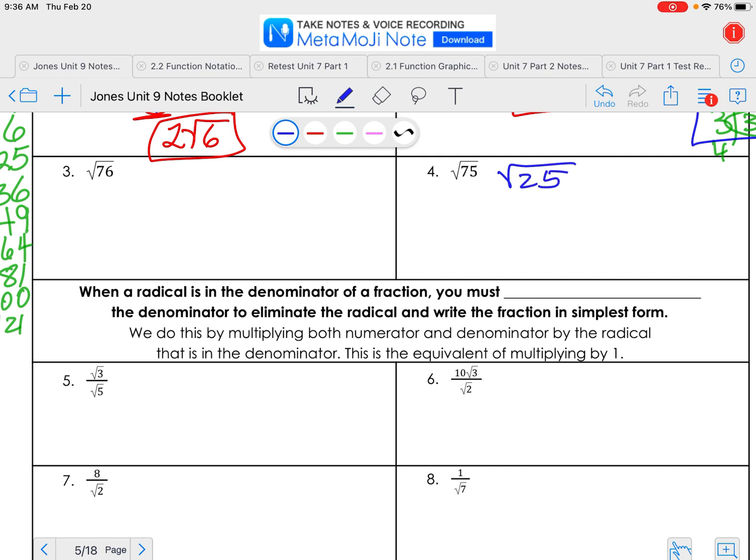So doing another one, let's look at this one. I know that I can make this one square root of 25 times square root of 3. Square root of 25 is 5. 5 square roots of 3.